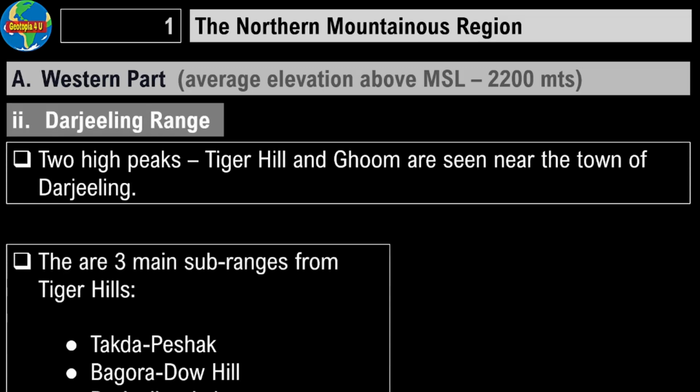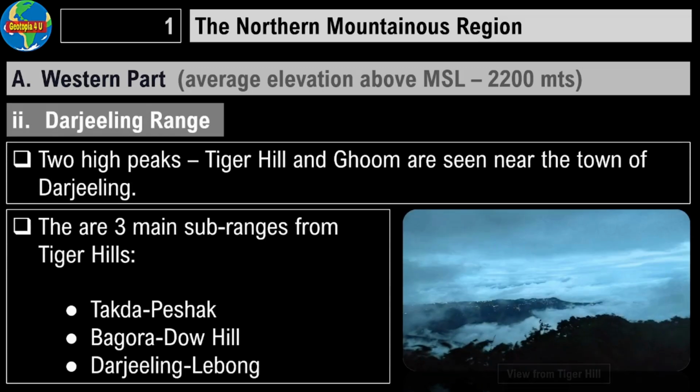Number 2. Darjeeling Range. Two high peaks, the Tiger Hill and Ghum, are near the town of Darjeeling. There are three main sub-ranges from Tiger Hill. They are Tagdapeshok, Bagora Dao Hill and Darjeeling Lebong. In this picture, to the bottom right corner of the screen, you will find the view of Tiger Hill.